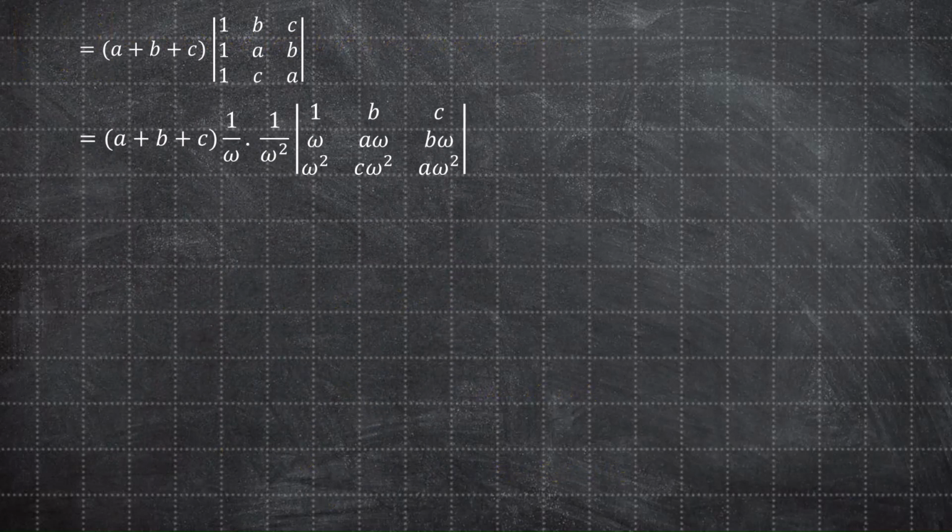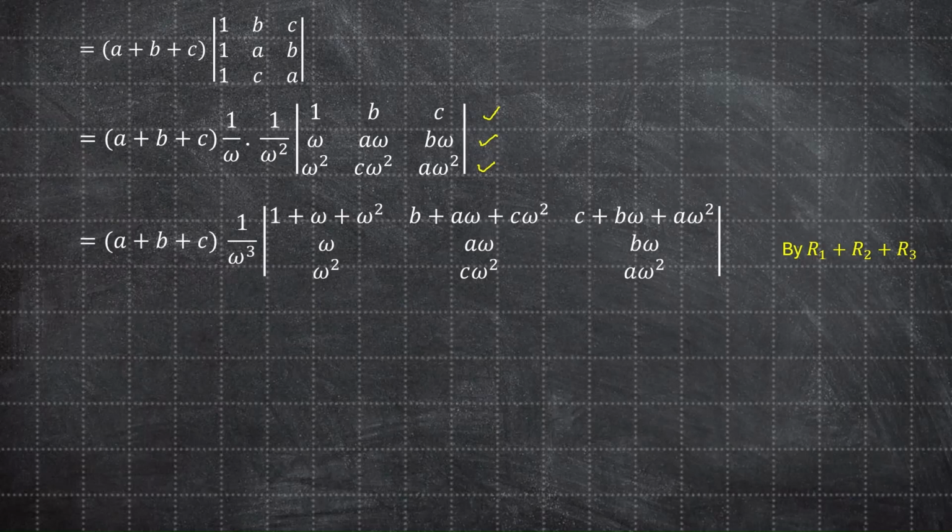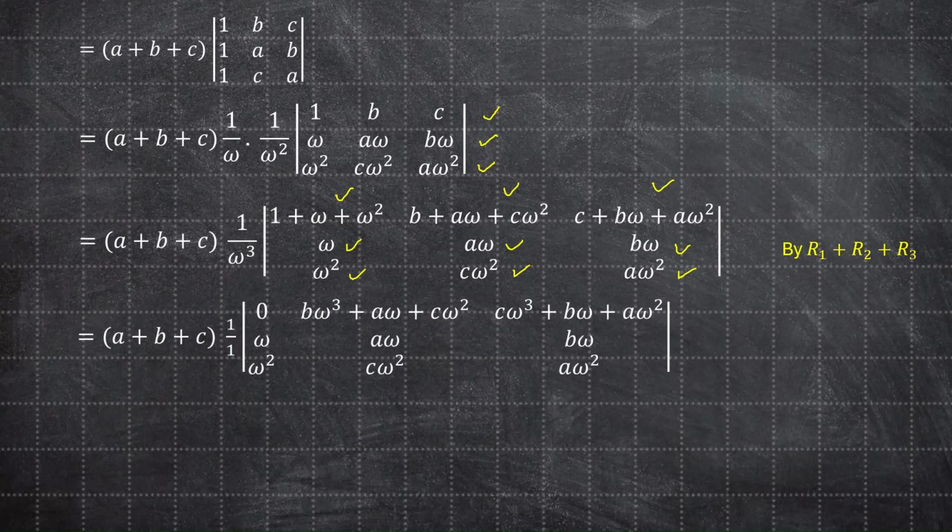Now we add row 2 and row 3 to row 1. By doing so, we get the left hand side as here, where the elements of row 2 and row 3 have been added to row 1. Now we make use of properties of determinants and get the left hand side as here, where omega cube has been replaced by 1, and 1 plus omega plus omega square has been replaced by 0.